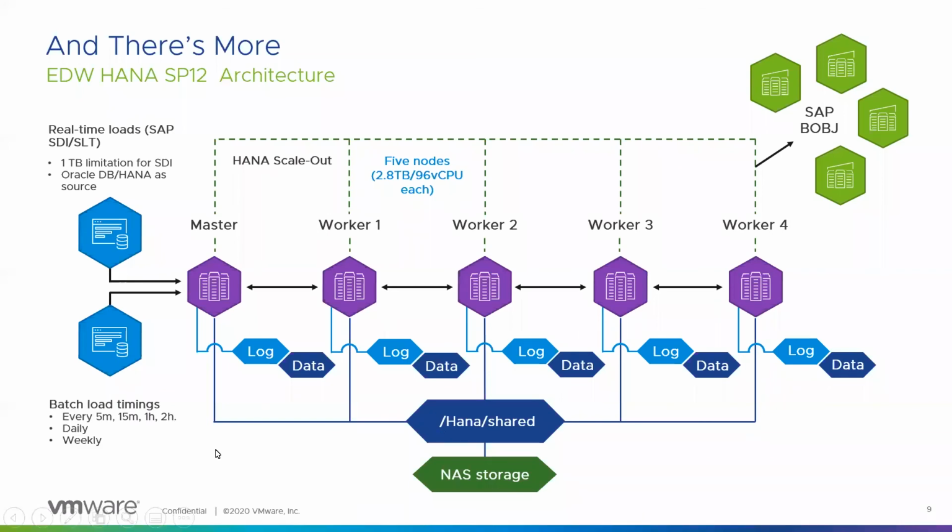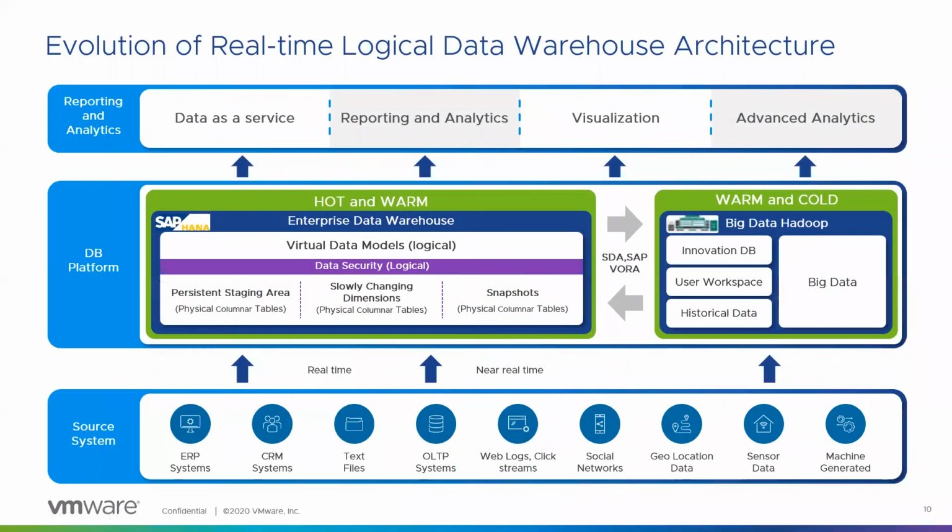And we have both real-time and a batch load to feed data to these HANA systems. This is more like a logical view of our data warehouse architecture. As you can see, HANA is really serving the hot and the warm data. And we have actually over 55 source systems, including ERP and CRM, text file, OLTP. We have many OLTP systems which feed data to our EDW HANA, either using real-time or near real-time method.